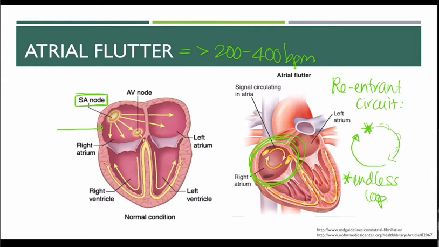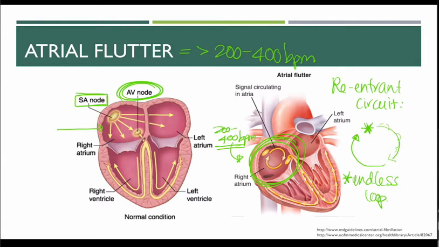Now, the reason we see this type of arrhythmia commonly in the outpatient setting is this actually isn't as bad as it sounds. People don't normally die from atrial flutter because the AV node keeps the atria kind of electrically separate from the ventricle. So even though this atria is contracting at 200 to 400 beats per minute, not every one of those signals is getting through to the ventricle.